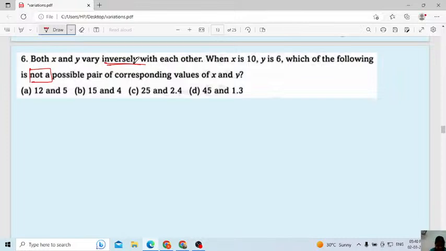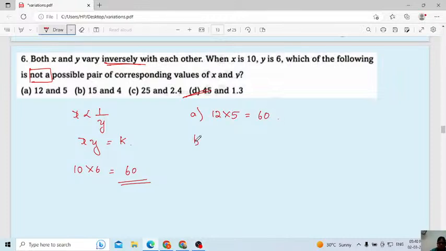Everyone is telling option D. Yes, option D. It will not follow the relation. Let us verify. X is inversely proportional to 1 by y, means xy will be constant. Correct? Now, what is the value of x here? 10, 6, 60. Check whether every option is satisfying or not.